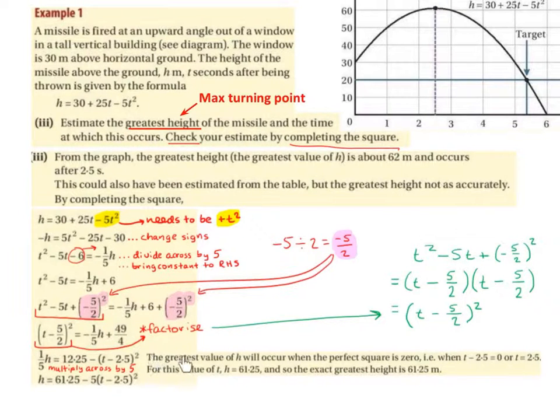So, the greatest value of h will occur when the perfect square is 0, i.e. when t minus 2.5 is equal to 0, or t is equal to 2.5. For this value of t, h is going to be equal to 61.25, and so the exact greatest height is 61.25 meters. And we can clearly see from our graph that our maximum turning point is indeed 61.25.